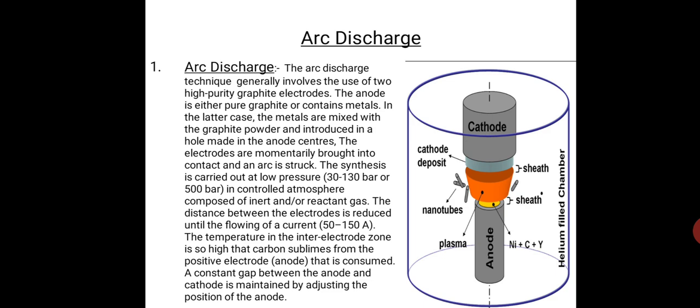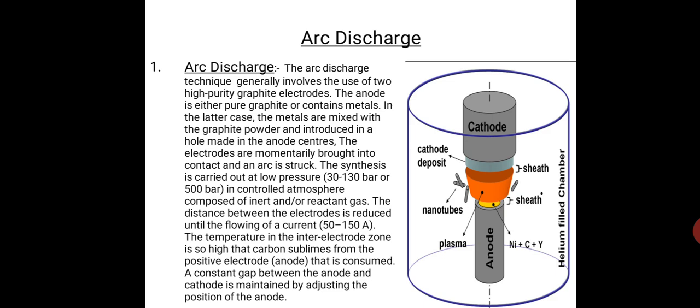In the latter case, the metals are mixed with the graphite powder and introduced in the hole made in the anode center. The electrodes are momentarily brought into contact and an arc is struck. The synthesis is carried out at low pressure, at 30 to 130 bar or 500 bar, in a controlled atmosphere composed of inert and reactant gas.